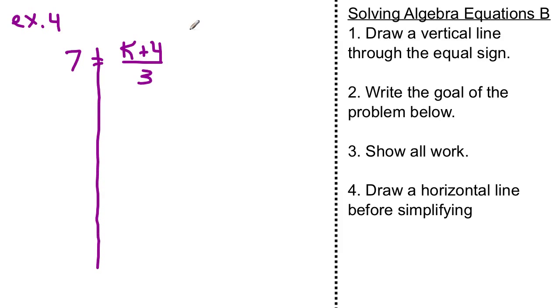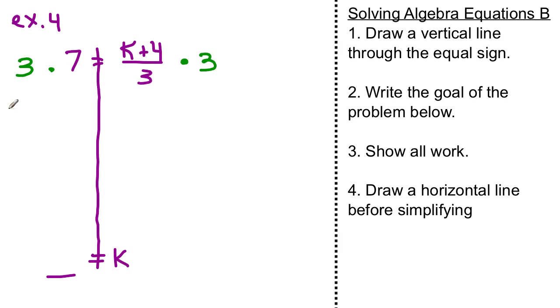And now, write out the goal. It's a really important step. So we have k is equal to a number. Now on this right-hand side, we have k plus 4 divided by 3. We've got to get rid of the 4 and the 3. So on this one, we want to start by multiplying by 3.